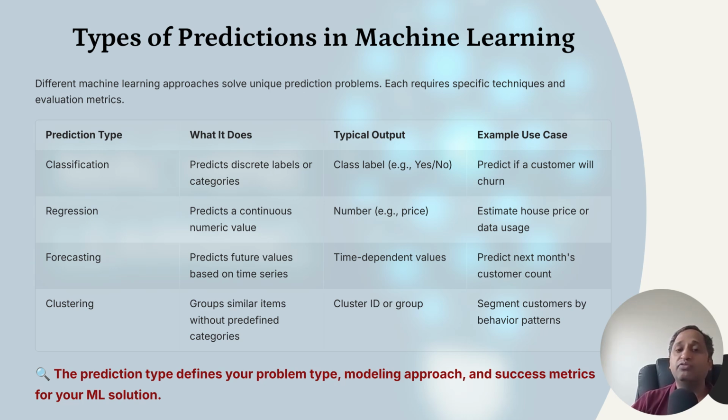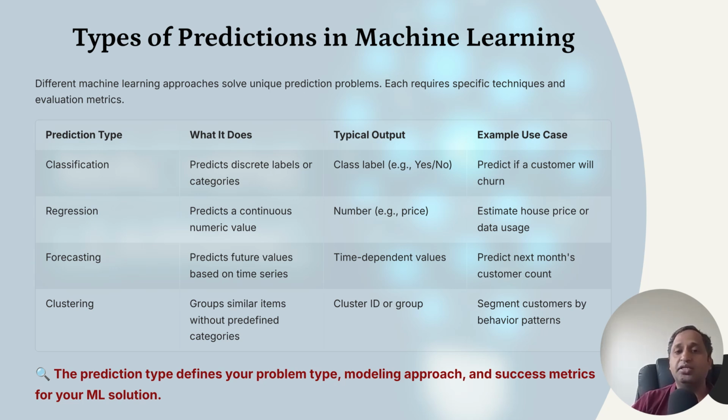Then we have forecasting, a special type of regression that deals with time-based data. So it answers questions like: what will the customer count look like next month? How much revenue will we generate next month? How much inventory do I require in my store in the coming weeks or months? These models rely heavily on patterns in historical trends.